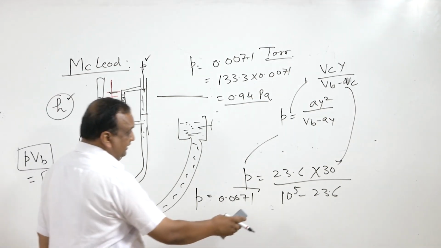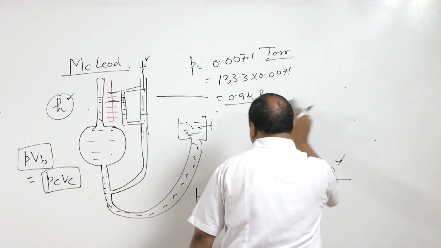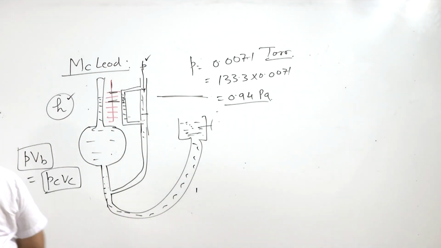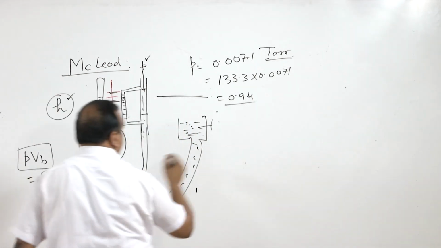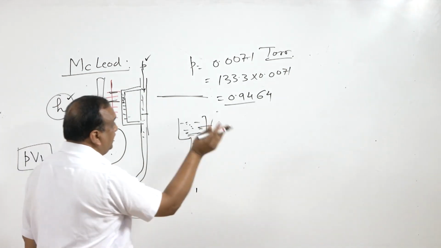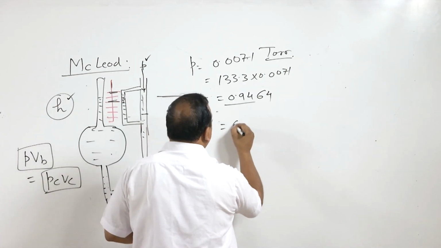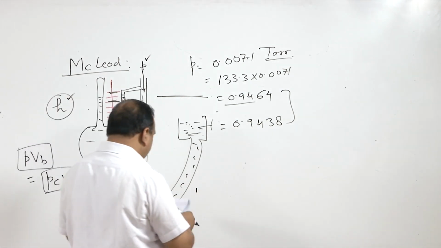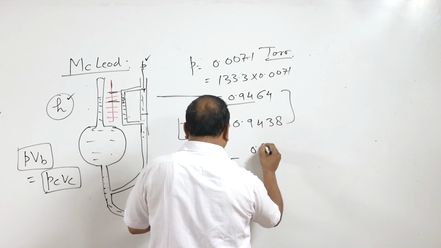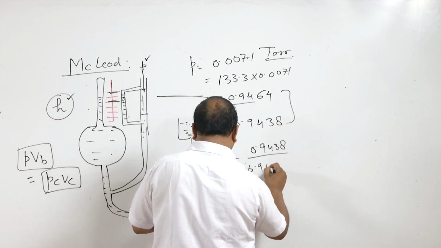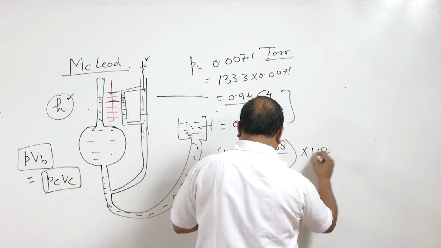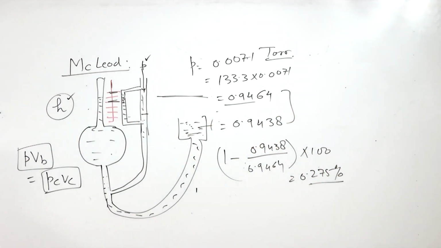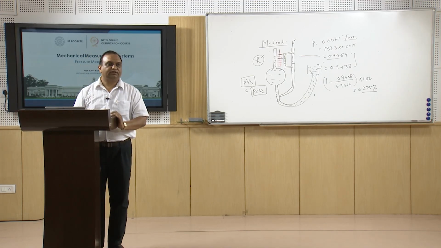Now if we neglect this, we are getting two pressures: one considering the capillary volume, another neglecting the capillary volume. Considering the capillary volume, we get 0.9464. When we neglect the capillary volume, the pressure is 0.9438. The error in the measurement is 1 minus 0.9438 divided by 0.9464, multiplied by 100, which gives 0.275% error. So even if we neglect the volume of the capillary, the contribution of error is not very significant.